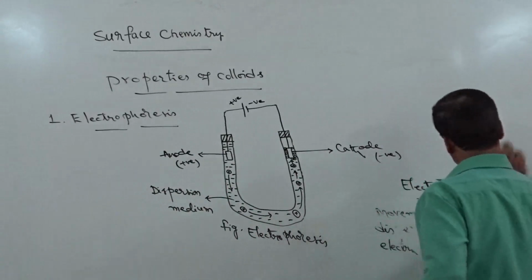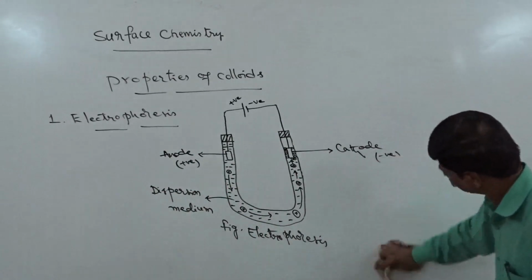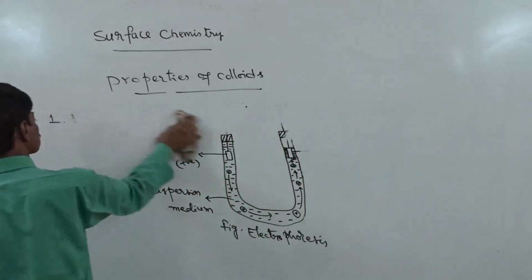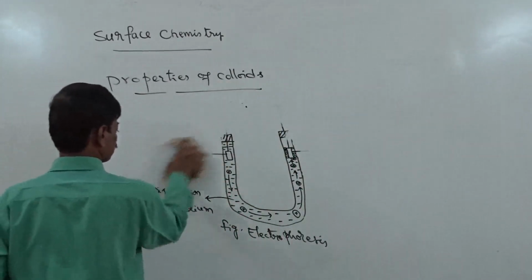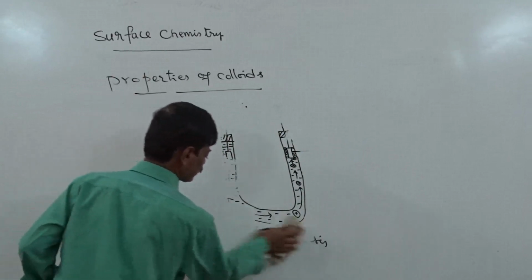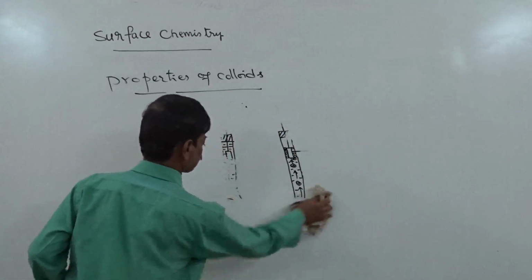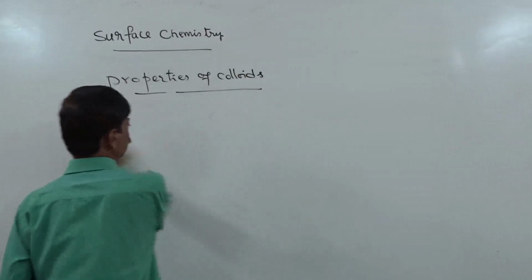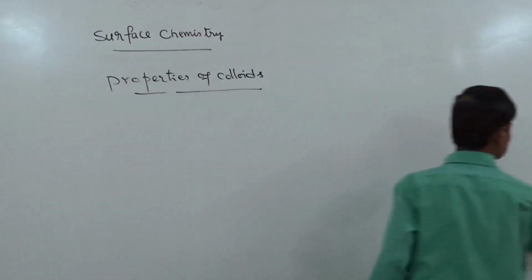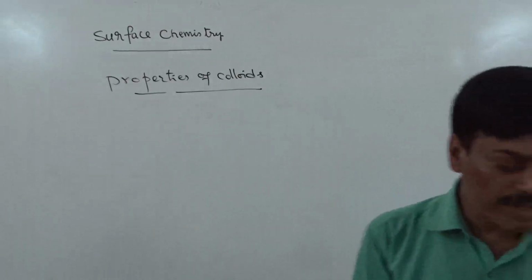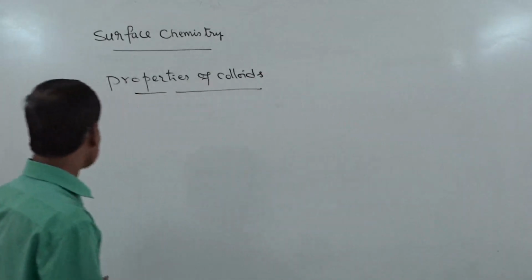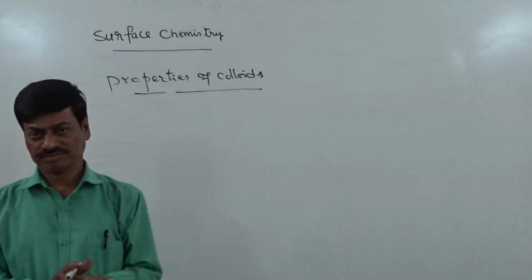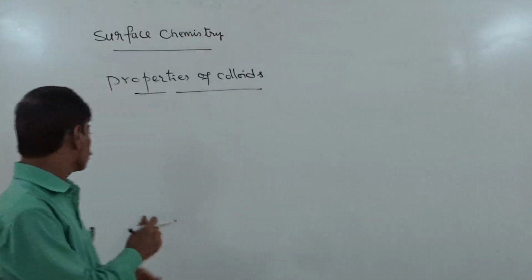We'll move to the second property of colloids. Okay. Second property of colloids, let us see. It is Brownian movement.